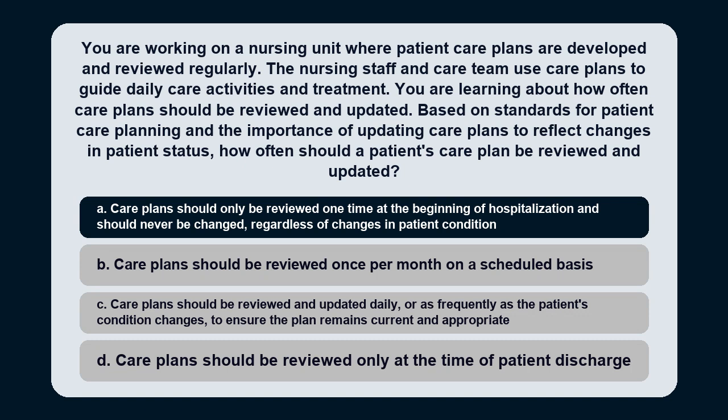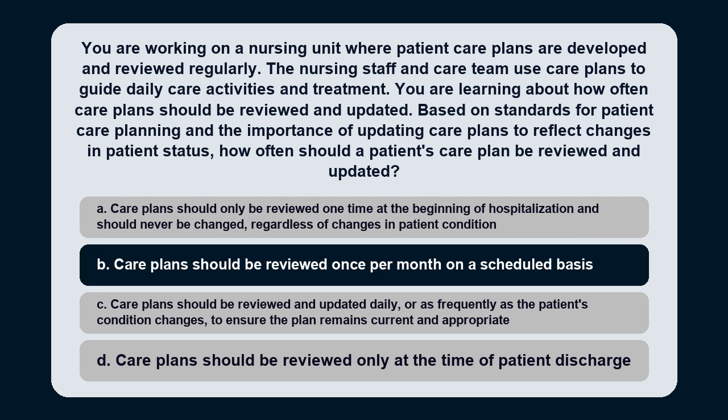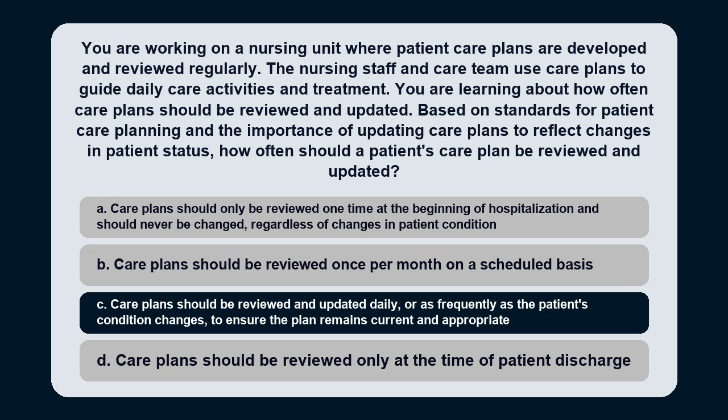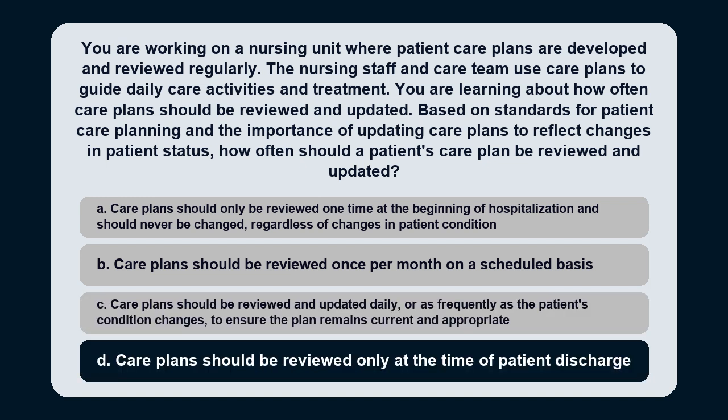Option A. Care plans should only be reviewed one time at the beginning of hospitalization and should never be changed, regardless of changes in patient condition. Option B. Care plans should be reviewed once per month on a scheduled basis. Option C. Care plans should be reviewed and updated daily, or as frequently as the patient's condition changes, to ensure the plan remains current and appropriate. Option D. Care plans should be reviewed only at the time of patient discharge.